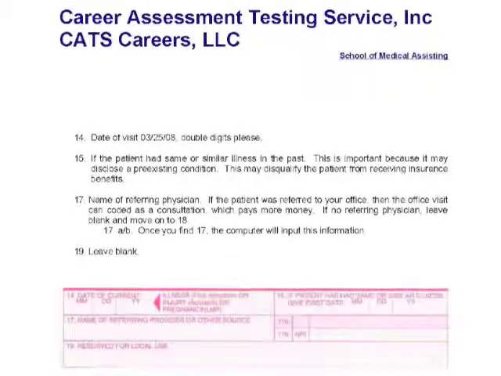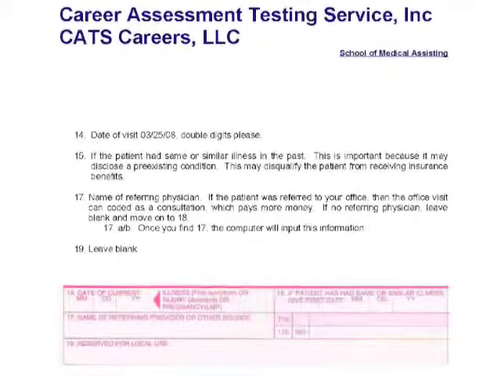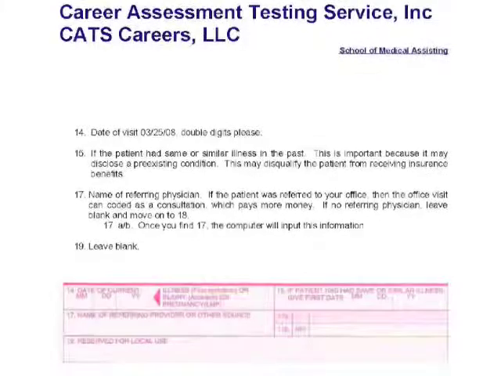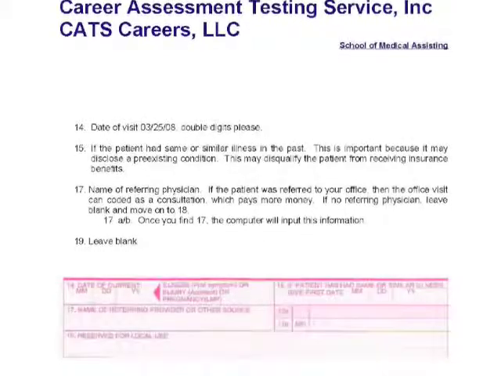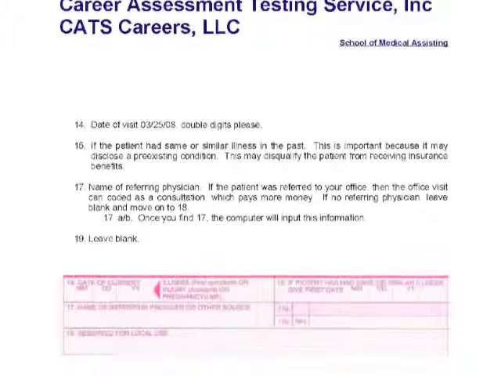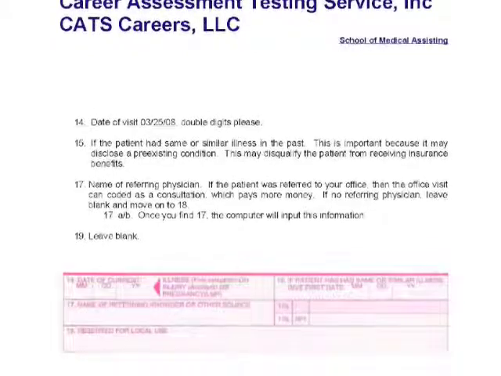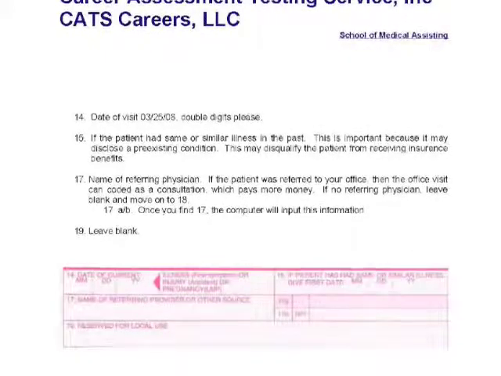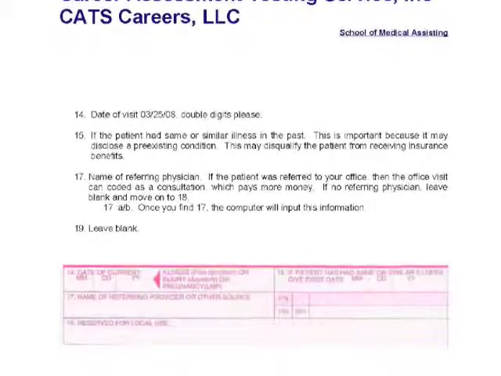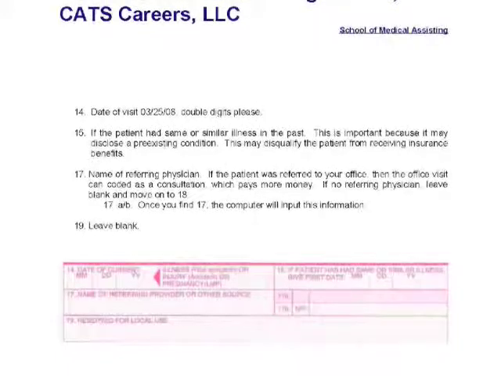It means that you were diagnosed and or treated for a disease or a condition. If you were not treated or diagnosed, even though you may have had it in the past, it's not a pre-existing condition. Okay, so make sure you understand that. A pre-existing condition means you have been diagnosed and or treated.